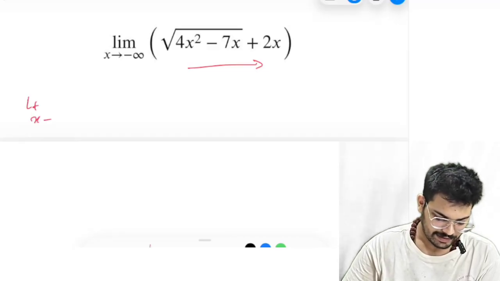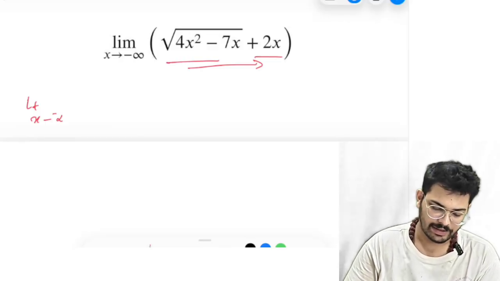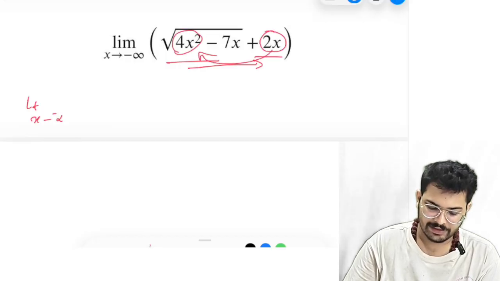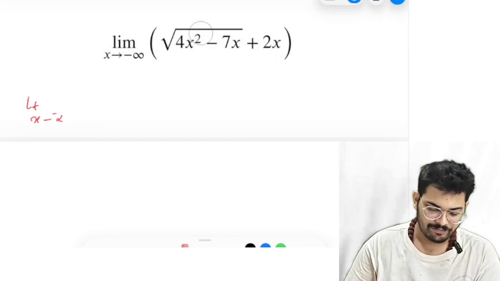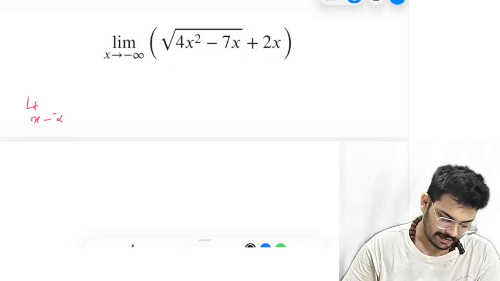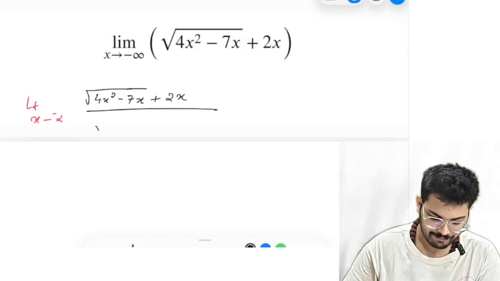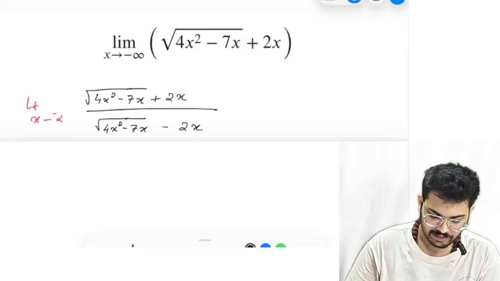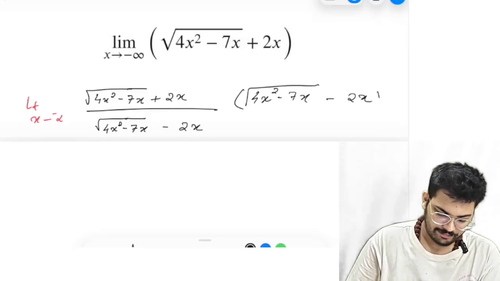Limit x tends to minus infinity. If something like this is there, that is, two terms will be there, and if you notice one thing, the square of the second term will be directly inside this root. In that sense, you should multiply the numerator and denominator with the conjugate value. Therefore, this can be written as limit x tends to minus infinity, root of 4x square minus 7x plus 2x, the whole divided by root of 4x square minus 7x minus 2x, into root of 4x square minus 7x minus 2x.